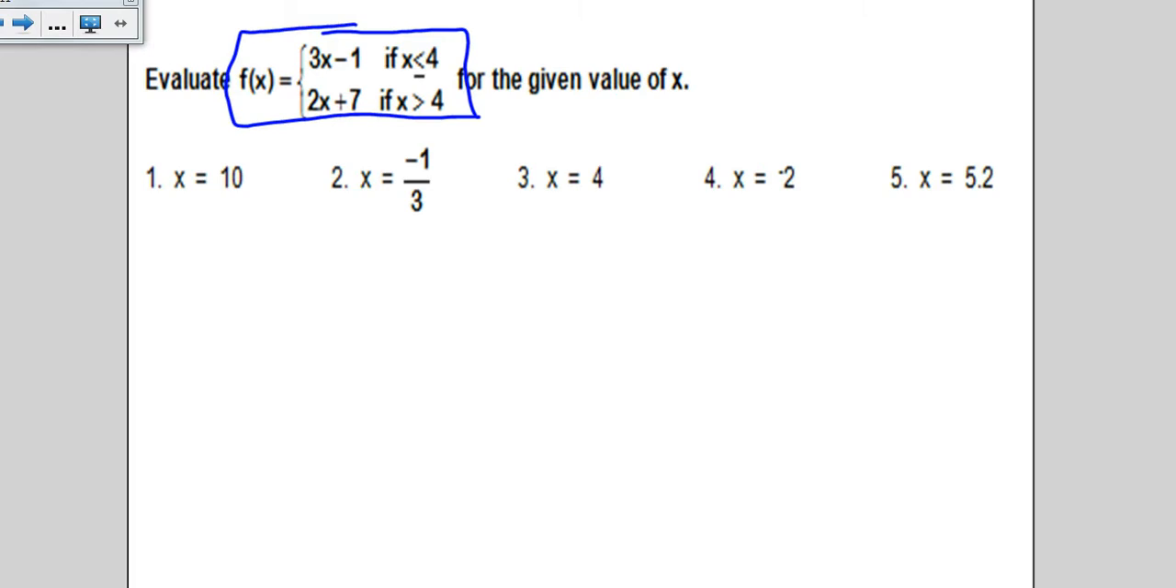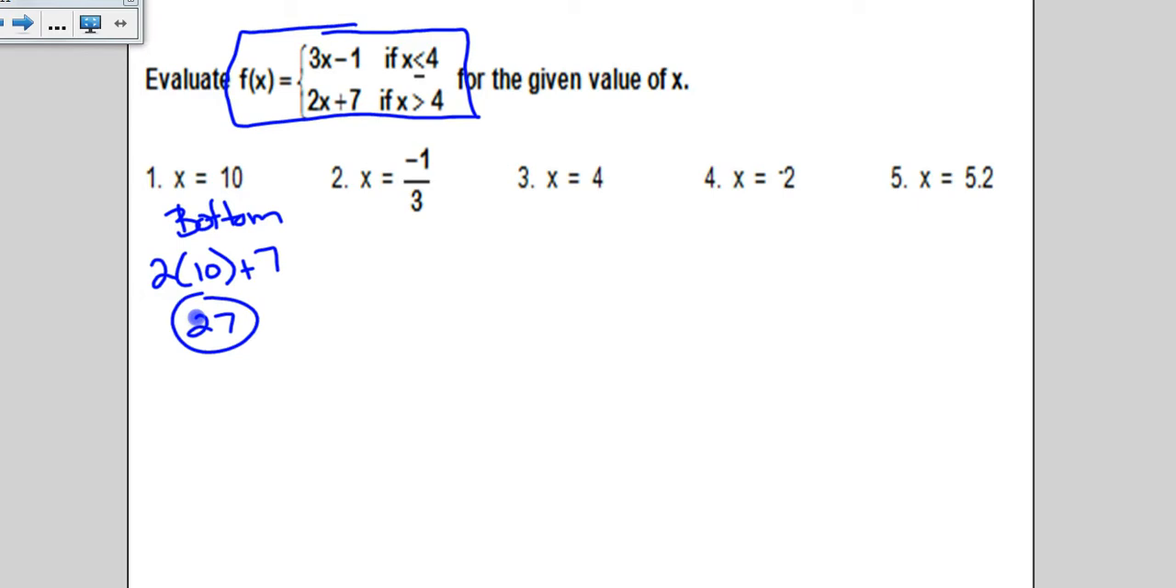Our first problem says evaluate it when x equals 10. Well, we have to ask ourselves, if x is 10, should I be using the top function or the bottom function? It says to use the top function if your x's are less than 4, bottom if your x's are greater than 4. So since we're greater than 4, we're going to use the bottom function. Let's substitute that 10 in. So 2 times 10 plus 7 gives us 27.